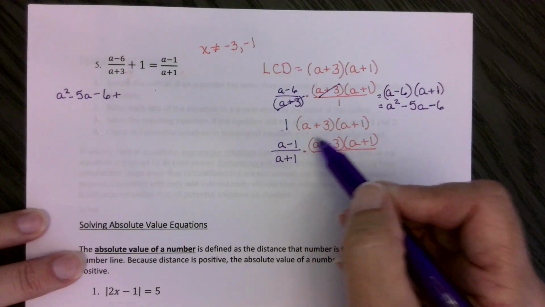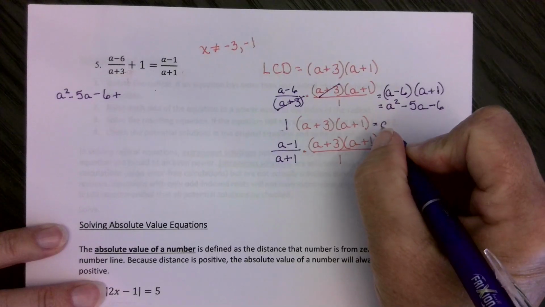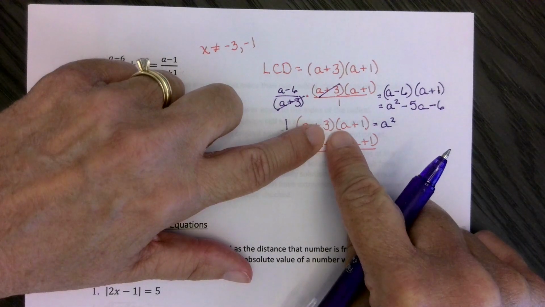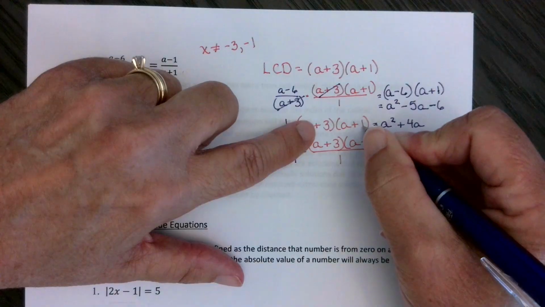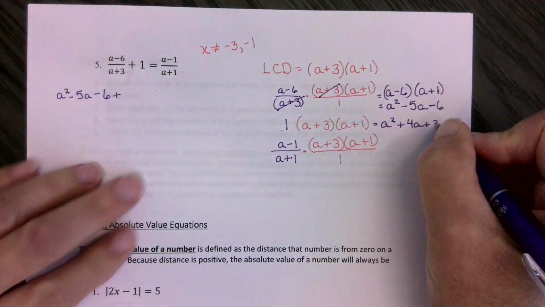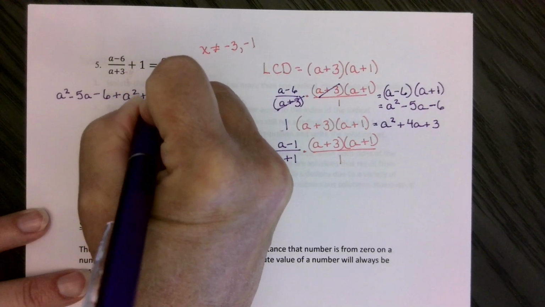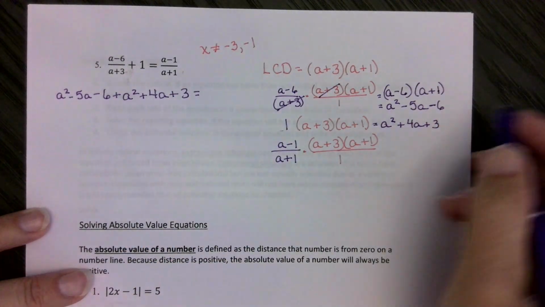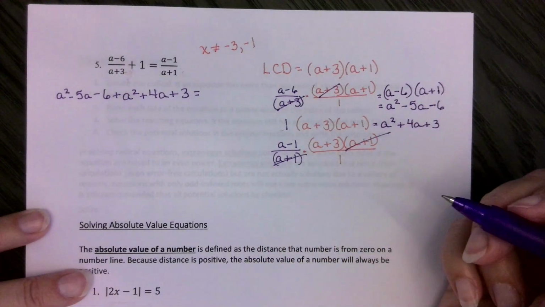Right here, the 1's not going to do anything, so I got to use FOIL here. When you use FOIL, you get a squared. 1a plus 3a is 4a. And 3 times 1 gives us 3. So we have plus a squared plus 4a plus 3 equals, right here, that cancels with that.